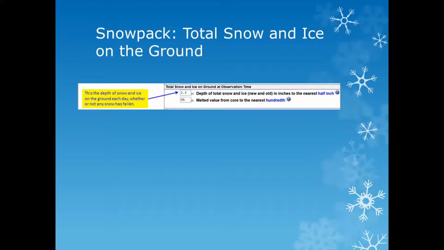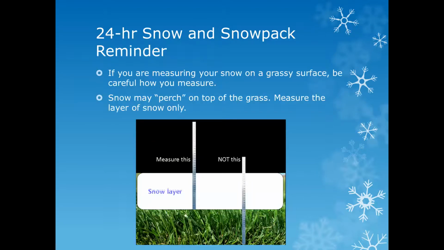Which is why the Weather Service generally goes in inch increments. But that's where we report it, and you report to the nearest ½ inch. And then there's the 24-hour snowpack and snow reminder, again, about the grass. This little illustration, I'll show you what I'm talking about. You want to measure the snow only, not the snow plus the grass.